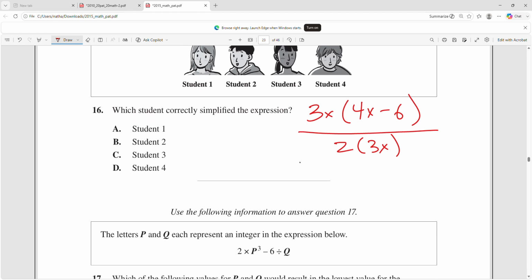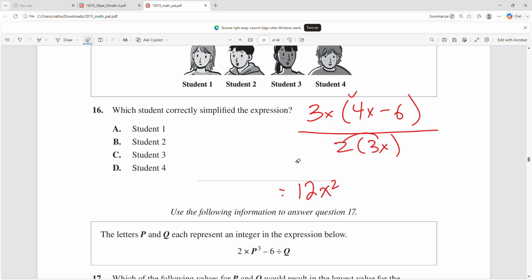I'm just going to expand this on the top and on the bottom. I'm going to multiply this in here. So 3x times 4x. So remember, when we multiply, we multiply numbers to numbers and our variables to variables. So I'm going to have 3x times 4x first. So 3 times 4 is 12, and x times x is x squared.